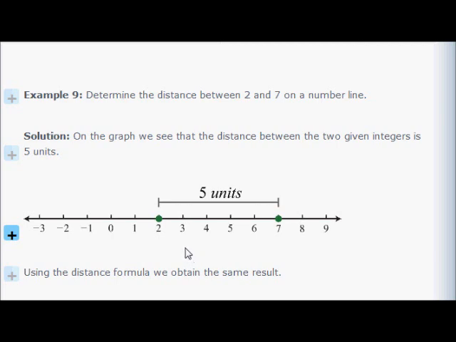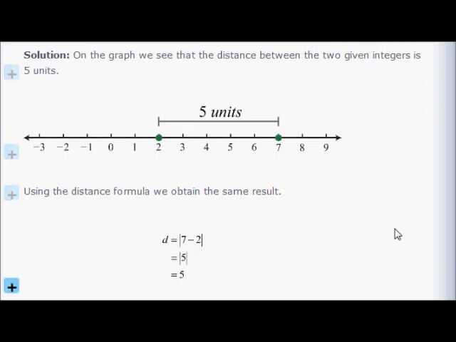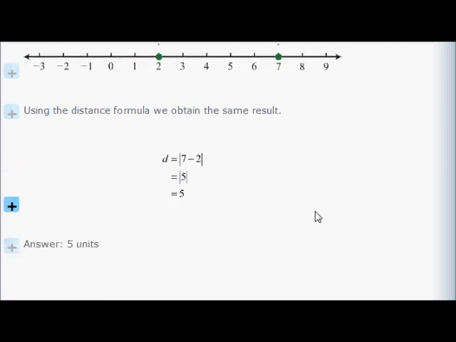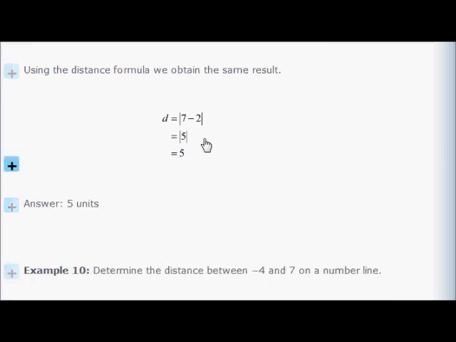Okay, the distance from A to B is the same as the distance from B to A. If I say I live 5 miles from my grandma's house, how far does my grandma live from my house? She also lives 5 miles away, right? So the distance is the same. Okay, now here we took D equals 7 minus 2, absolute value of that. 7 minus 2 is 5. Absolute value of 5 is also 5.